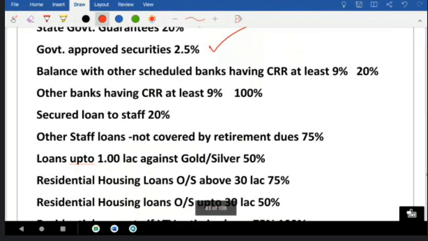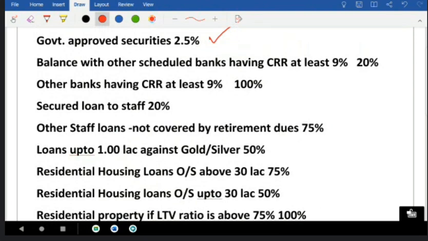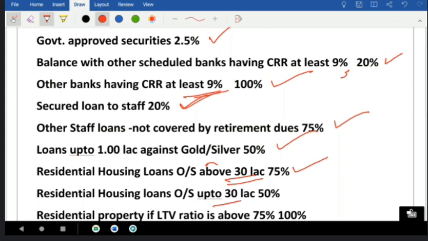Next, balance with other scheduled banks maintaining CRR of at least 9%, 20% risk is there. Other banks not maintaining CRR of at least 9%, 100%. Secured loan to bank staff, 20%. Other staff loan not covered by retirement dues, 75%. Loan up to 1 lakh against gold or silver, 50%. Residential housing loan outstanding above 30 lakh, 75%. Residential housing loan outstanding up to 30 lakh, so it was above and this is below, 50%.